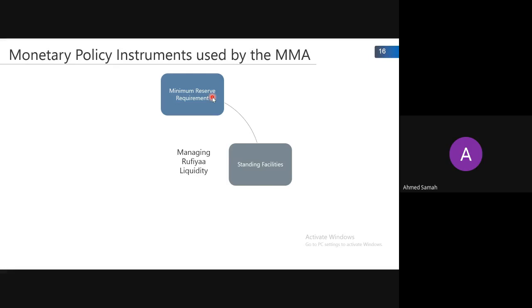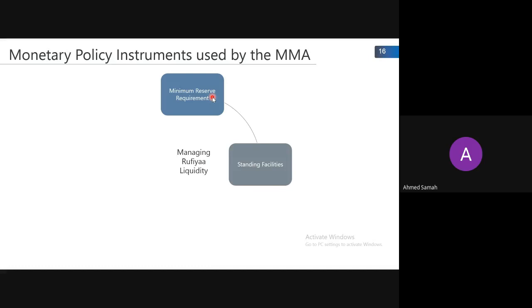They will get an interest for that overnight. If they want, they can invest it overnight and get an interest rate. Then the other one is the opposite of it, which we call the overnight Lombard facility. It is also for the day to day running of the business.